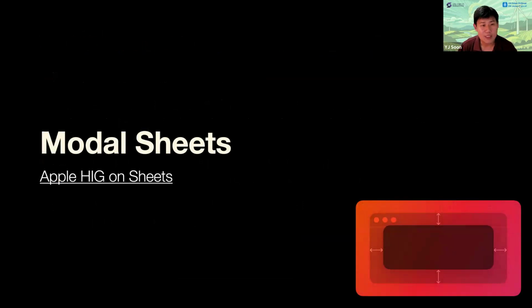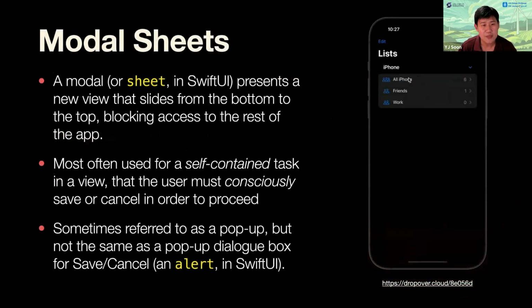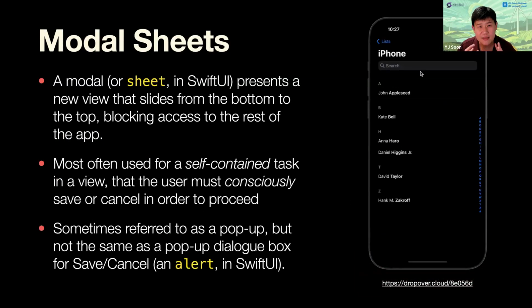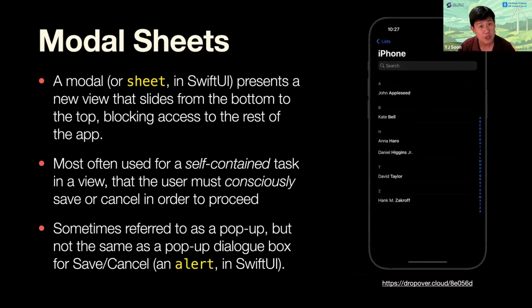Finally, what's a sheet? A modal sheet. Let me show you. All right, a modal sheet is something that slides in from the bottom and takes over the entire screen. All right, let's take a look. So it contains a task, like for example, over here, create a new contact. You cannot exit this create new contact sheet until you're done. Either you consciously press cancel, in which case it will confirm it with you, or you press done, in which case it will save the contact for you.